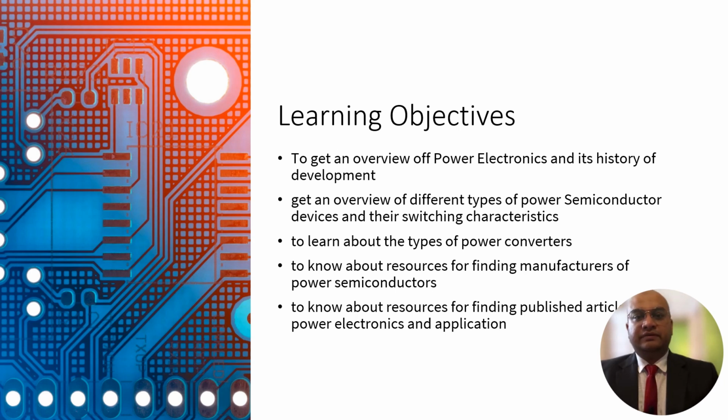The objectives of learning in this chapter are to get an overview of power electronics and its history of development, to get an overview of different types of power semiconductor devices and their switching characteristics. The next objective is to learn about the types of power converters. Then we will see how to know about resources for finding manufacturers of power semiconductor devices. And at the end we will see the resources, authentic published articles in the area of power electronics and applications.